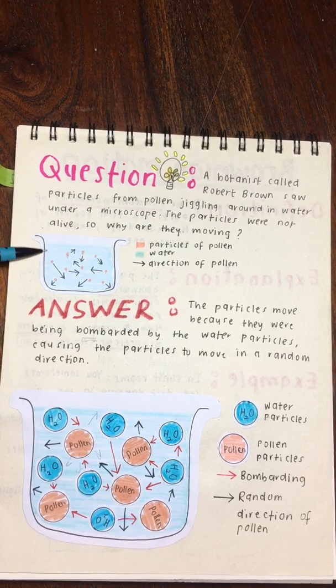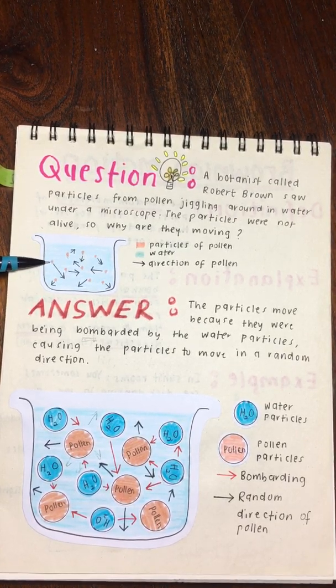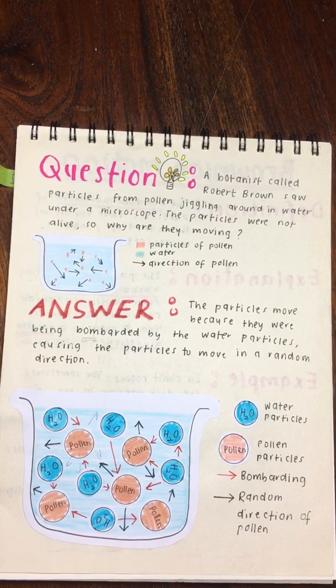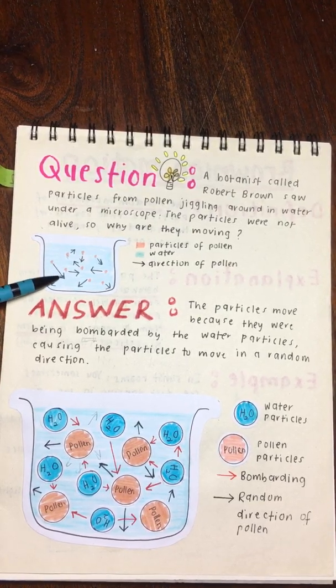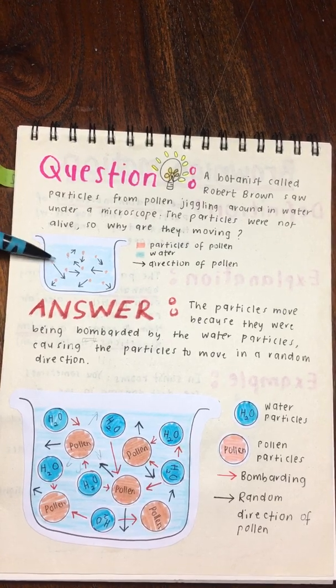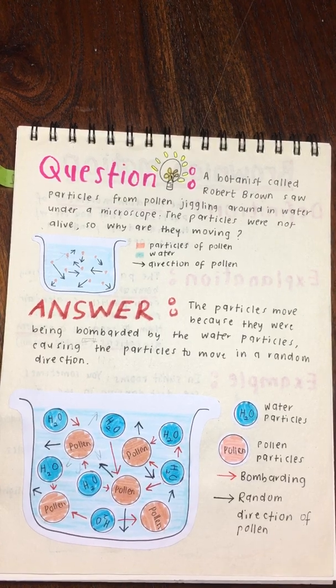Now, as you can see here, this is a little diagram, and these peach dots here represent pollen particles, and the blue colored part here is water, and the black arrows represent the direction of pollen. But as you can see here, the direction can be either over here. It can be in any direction, since it's a random motion. It's moving randomly. It doesn't follow a pattern.